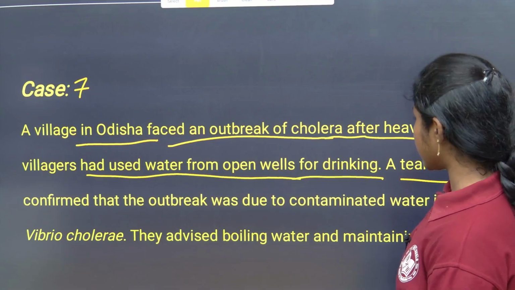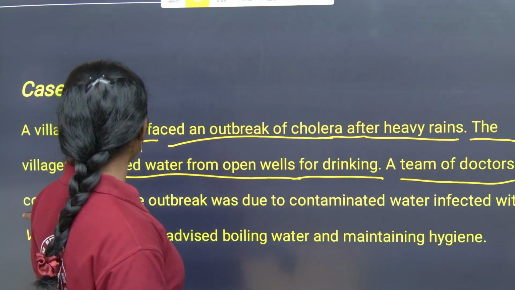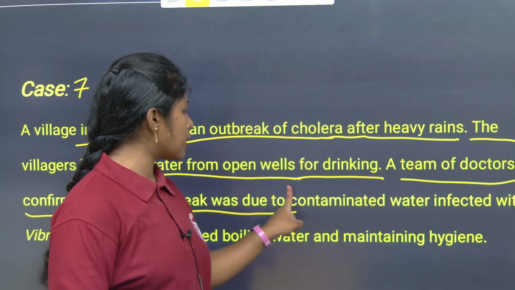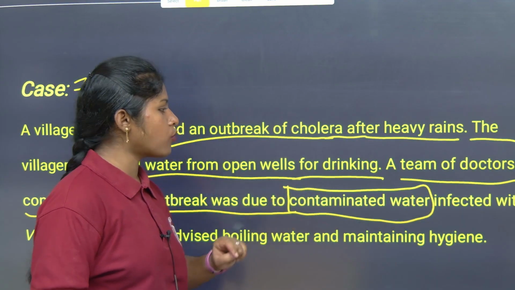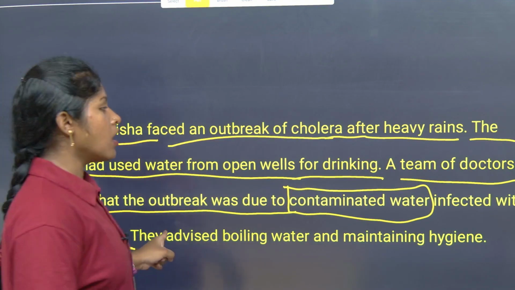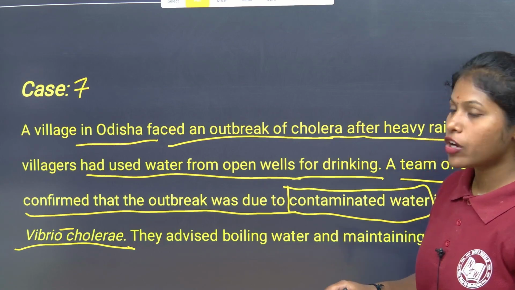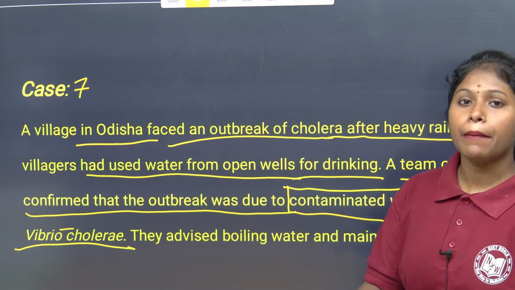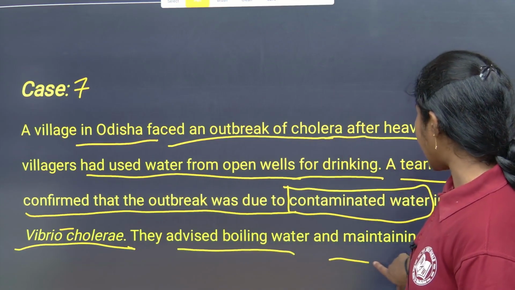A team of doctors found that they were affected by cholera, right? The team of doctors confirmed that the outbreak was due to contaminated water, infected with Vibrio cholerae. Is Vibrio cholerae a fungus, bacteria, protozoa, algae, or virus, children? It is a bacteria, right? So they advised boiling water and maintaining hygiene conditions.